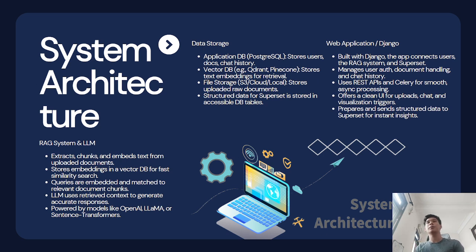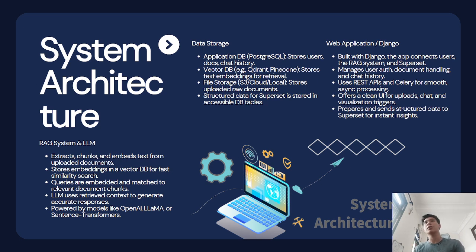About the data storage, the application database is going to be PostgreSQL. This is a direct database for Django itself. The job of Postgres is to store users, documents, and chat history. For the RAG system, we have to have a vector database. It could be Qdrant or Pinecone. It's an available online solution. The job of the vector database is to store the text embeddings for retrieval.